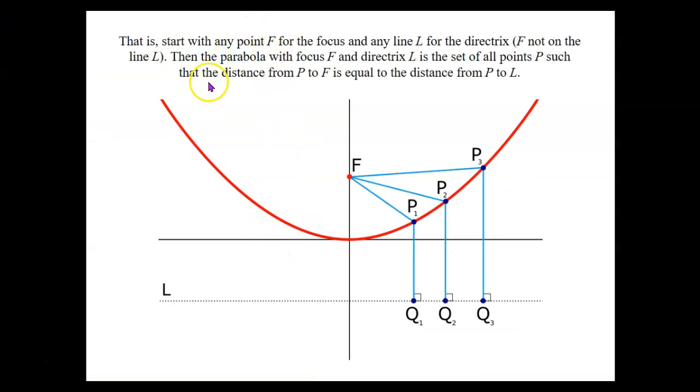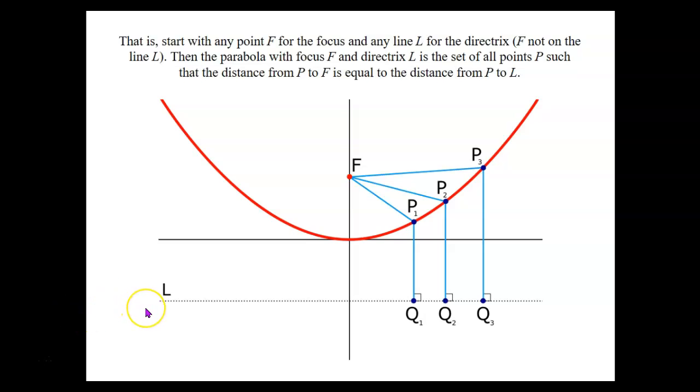So what that means is you can start with any point F for the focus, and any line L for the directrix, as long as the focus point is not on the line L. So once you've picked out a focus point and a directrix line, then the parabola that has that focus and that directrix is, by definition, the set of all points P such that the distance from P to F is equal to the distance from P to L.